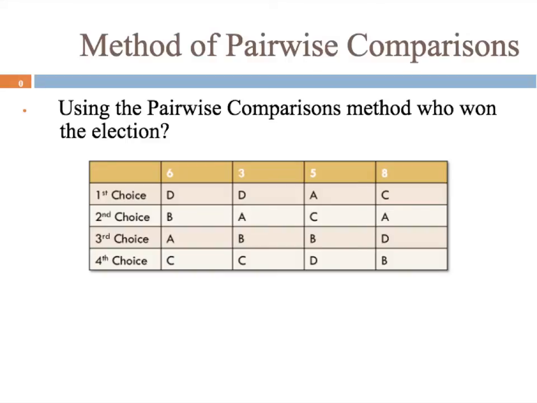Another example here, using the pairwise comparisons method, who won the election? Okay, so we're going to make a list of all the pairings. So first of all, I just want to use that formula real quick. So I know this one's pretty easy because there's only 4 candidates, but let's work that out. So we have 4 times 4 minus 1. Oops, that's a little sloppy.